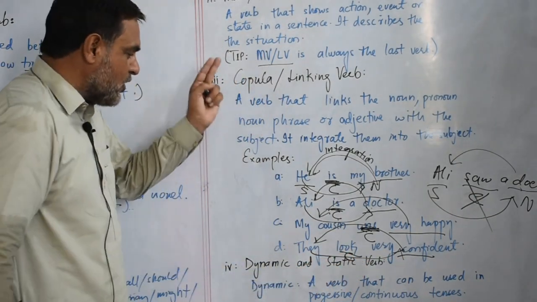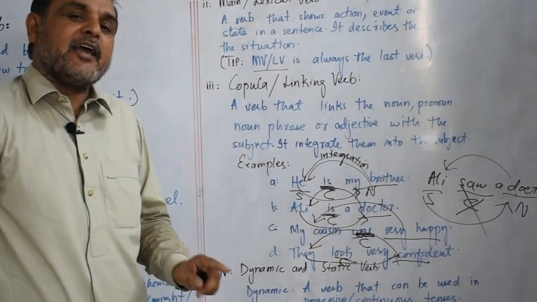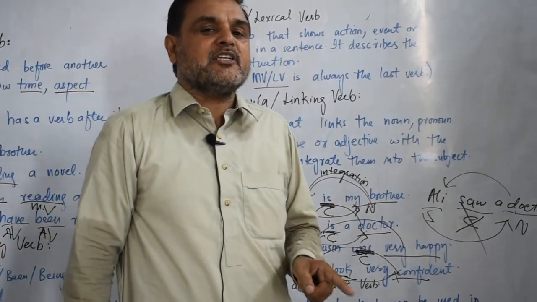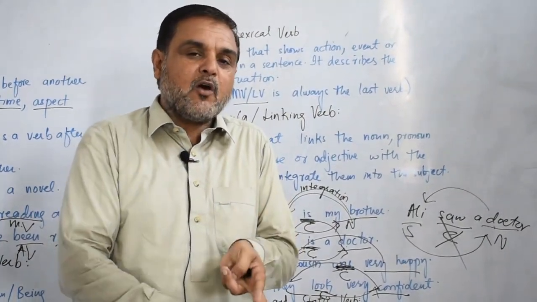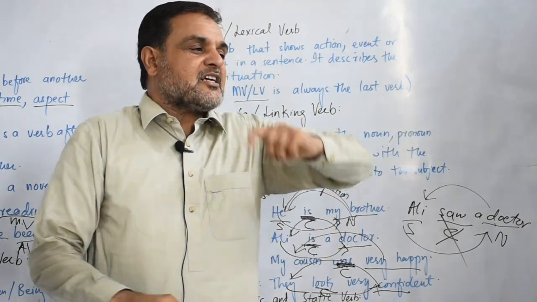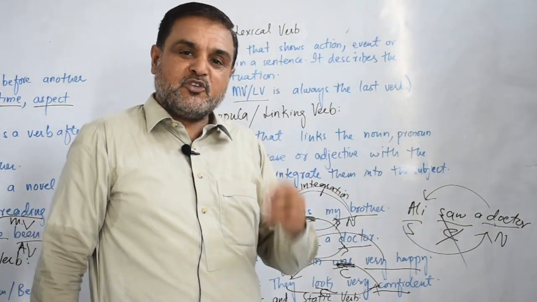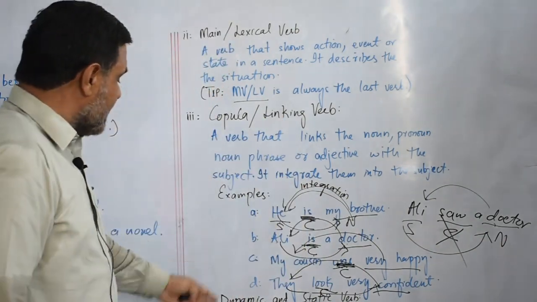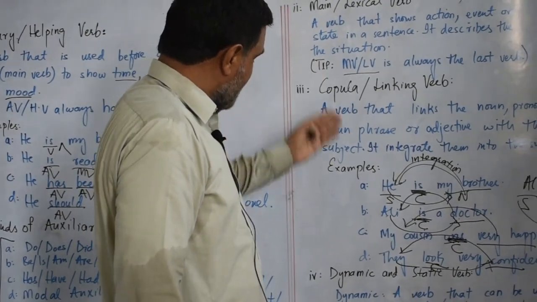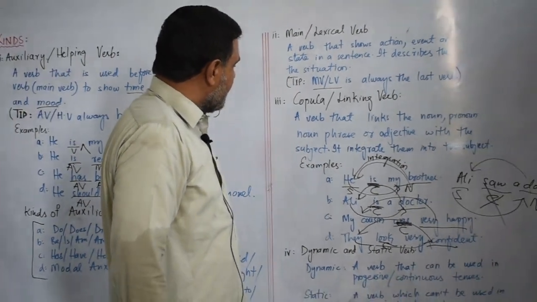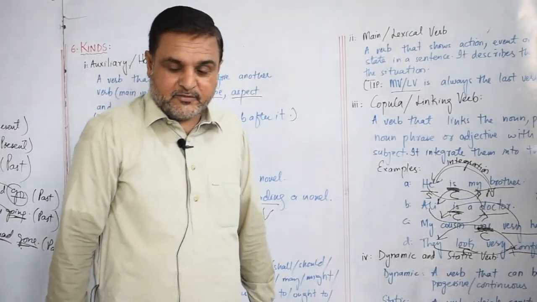So in all these four examples, is, was, look are actually linking verbs or copulas because they link the noun, the pronoun, the adjectives that come after them with the subject that comes before them. So you need to keep that in mind. This was a brief discussion of what we call a copula or linking verb. I hope you've got the main point.